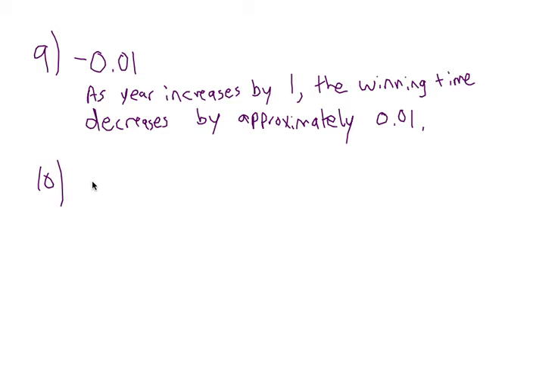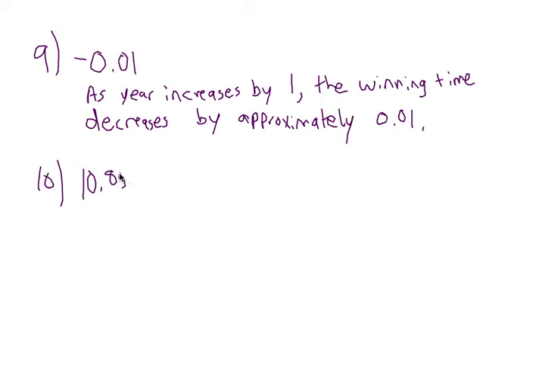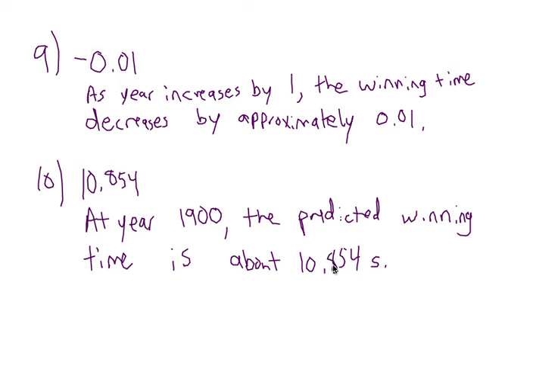Number 10 is the same thing, but it's asking for the y-intercept, which we already identified was 10.854. And what this means is at year 1900, which we don't know, but we can predict it to be, the predicted winning time is about 10.854 seconds. Remember, y-intercept is where it crosses the y-axis, so that's where the x value is 0.